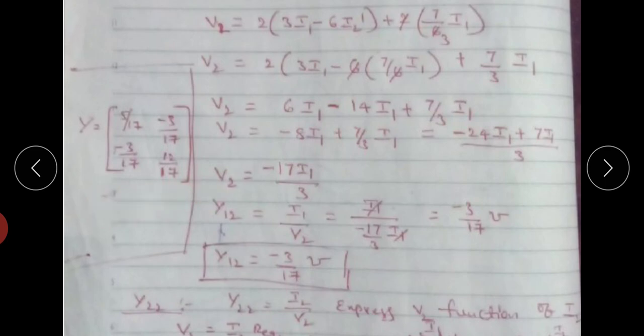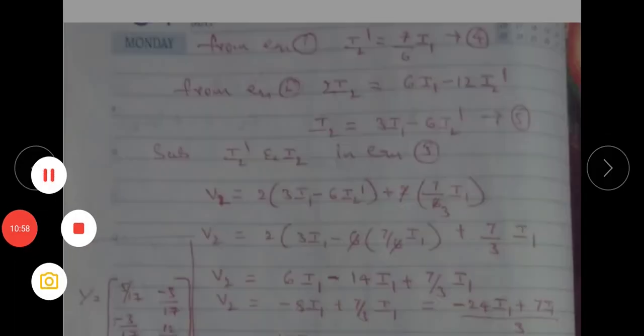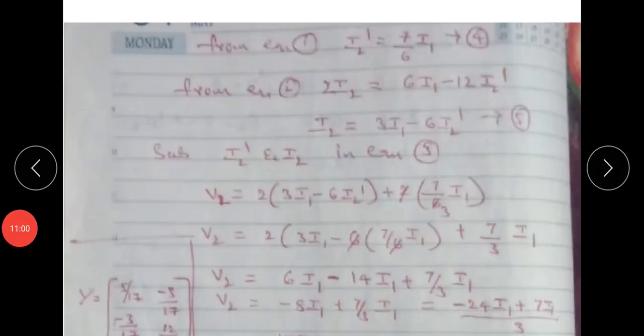So the Y parameter matrix. Y equals first Y11 value, next Y12, next Y21, finally Y22. This is the Y parameter matrix. Y parameters are also called admittance parameters and short circuit parameters.